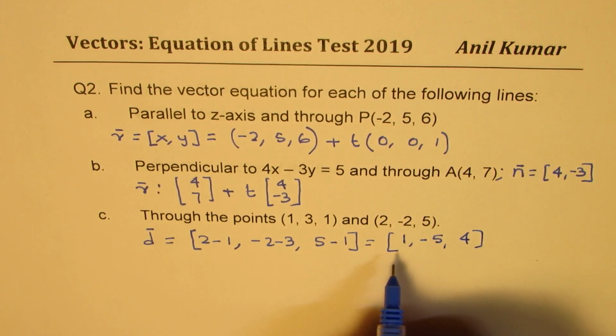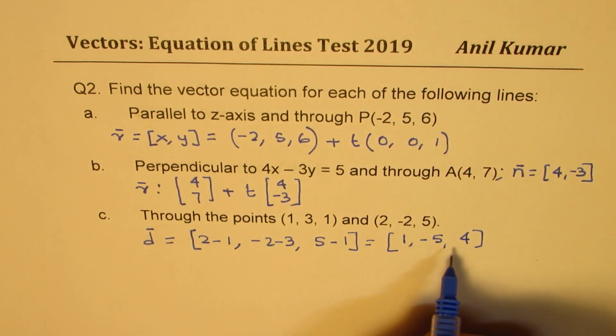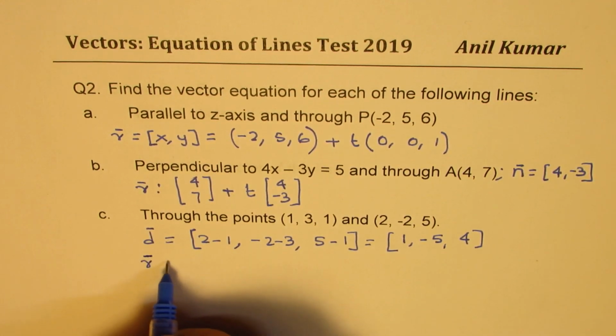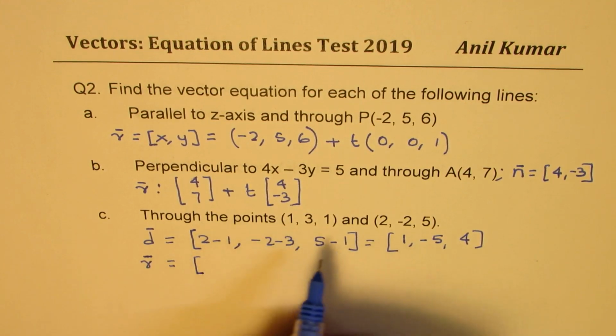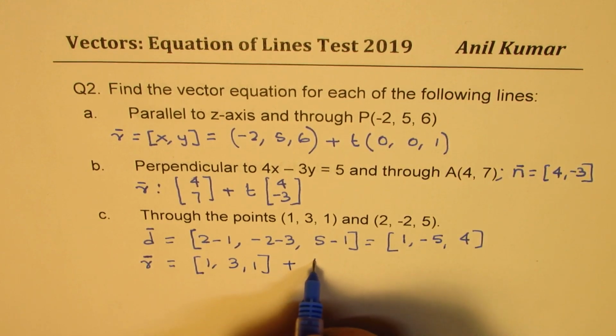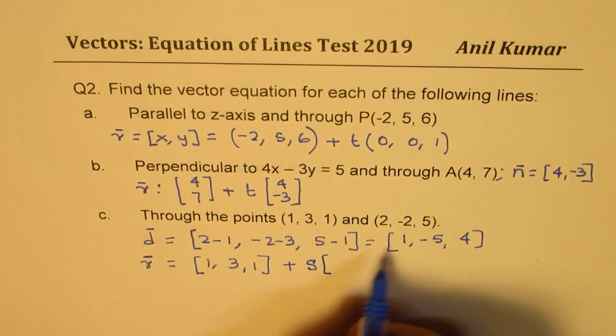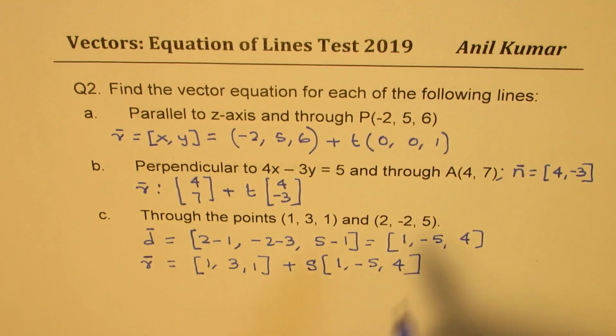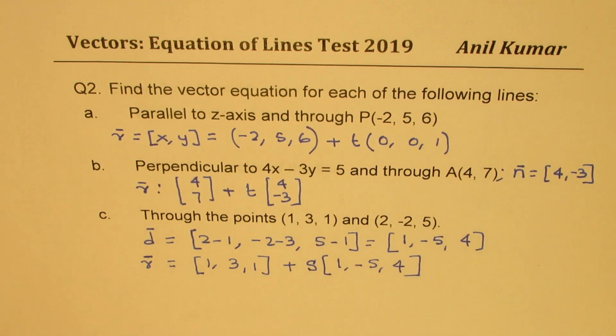So once you get the direction vector, then you could easily write the vector equation r as equal to the given point, any one of them, (1, 3, 1), plus any parameter, let's say s this time, and the direction vector (1, -5, 4). So we have used different conventions in answering this question. Now all over the world, all these different conventions are being used, and since these videos are being watched globally, I thought let me mix them up, right?